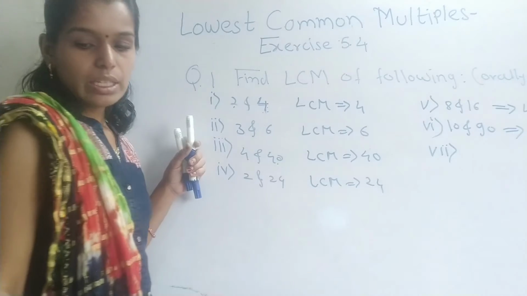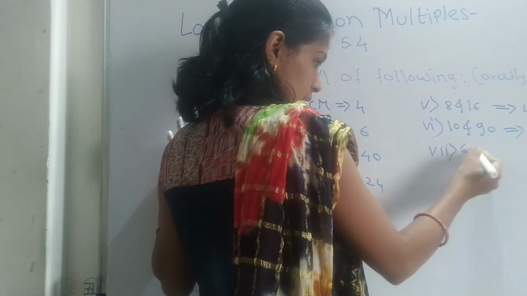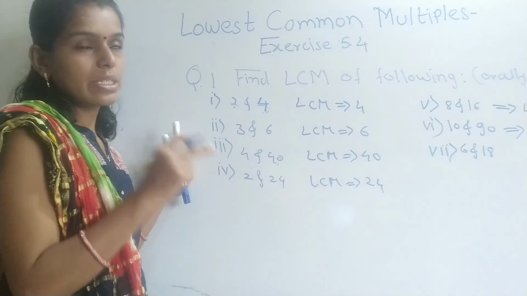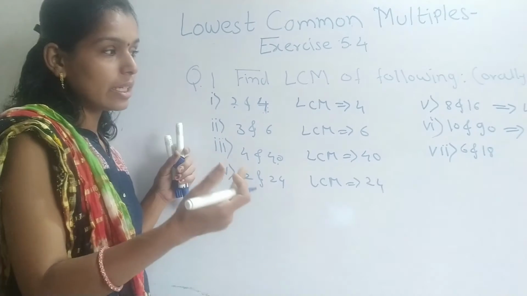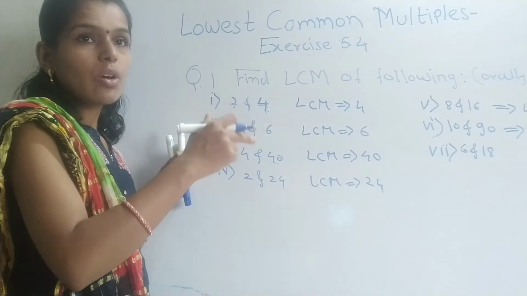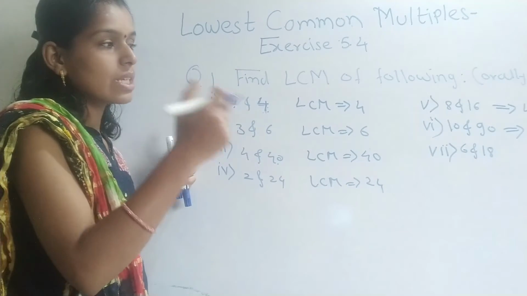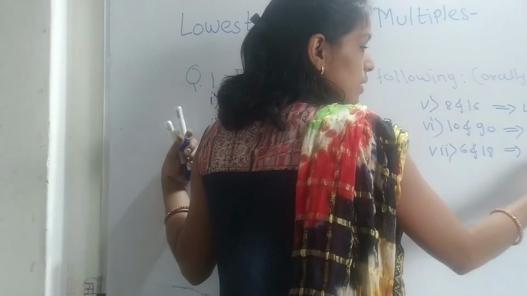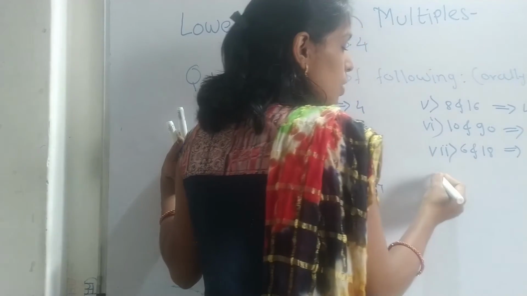Let's solve the next one. 6 and 18. We know that 18 is the third multiple of 6. 6 1s are 6, 6 2s are 12, 6 3s are 18. And 18 is the first multiple of itself. So the first common multiple of 6 and 18 is 18. Therefore, the LCM of 6 and 18 is equal to 18.